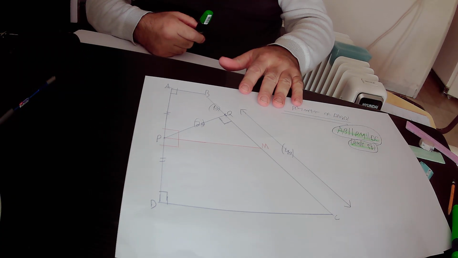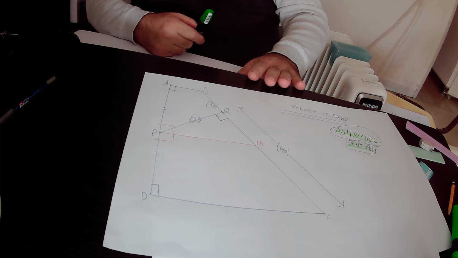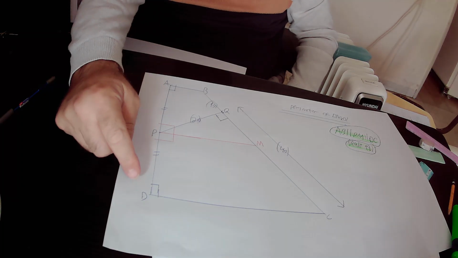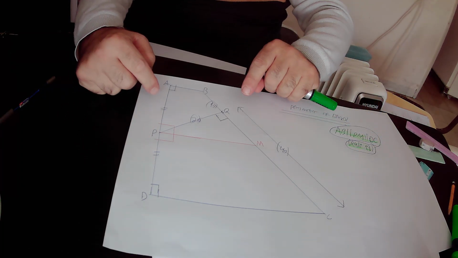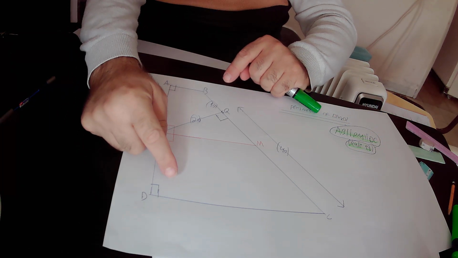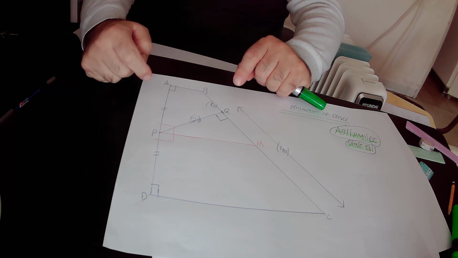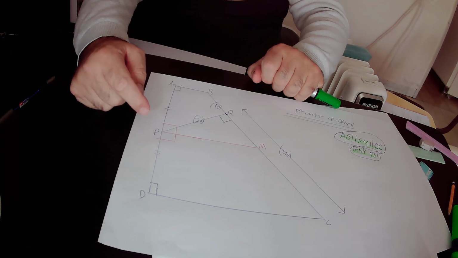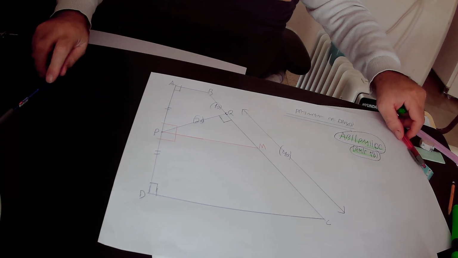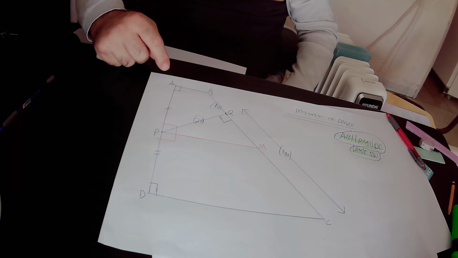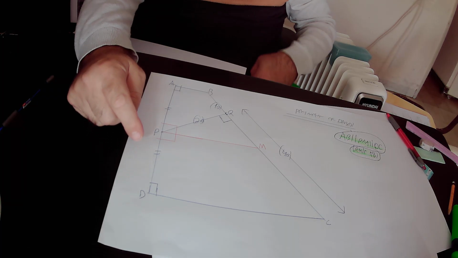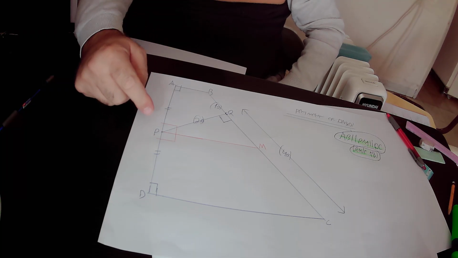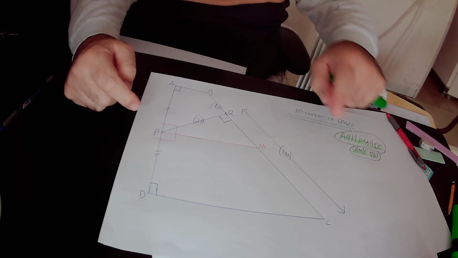According to the basic proportionality theorem, the following relationship exists between side AD and side BC that connect those three parallels together by straight lines. The following relationship exists between AD and BC: AP over PD equals BM over MC. Repeat again: AP over PD equals BM over MC.